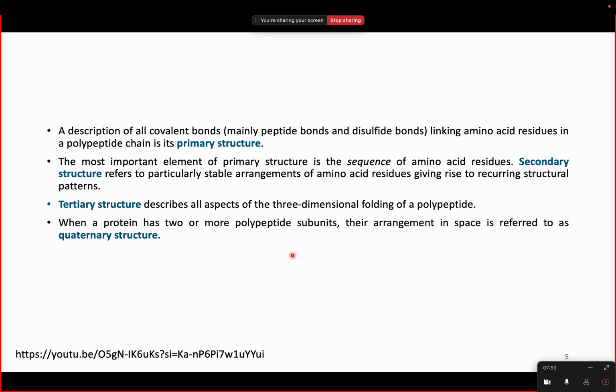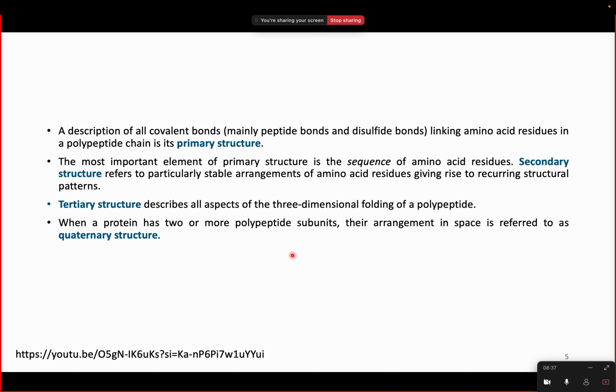Protein, as you know, is a polymer of amino acids. A description of all covalent bonds, mainly peptide bonds and disulfide bonds, linking amino acid residues in a polypeptide chain is its primary structure. So what is primary structure? It's just a linear sequence of amino acids and how they are connected to each other via peptide bonds, right? The most important element of primary structure is the sequence of amino acid residues.